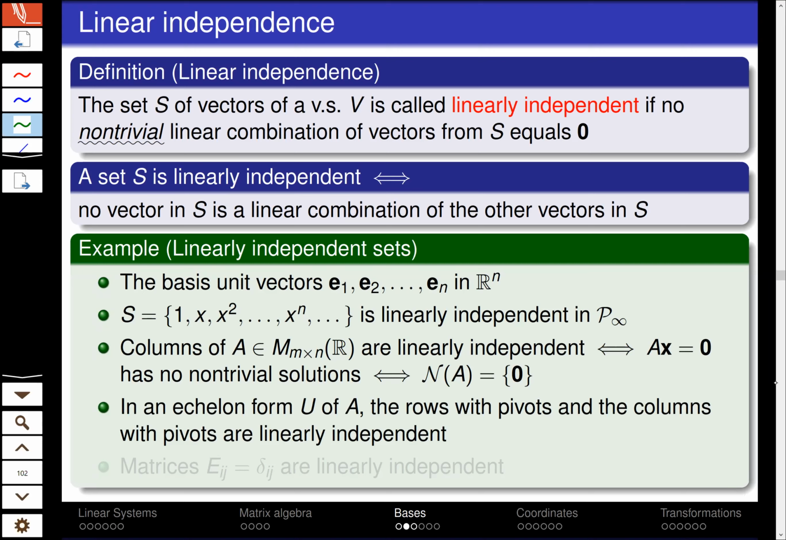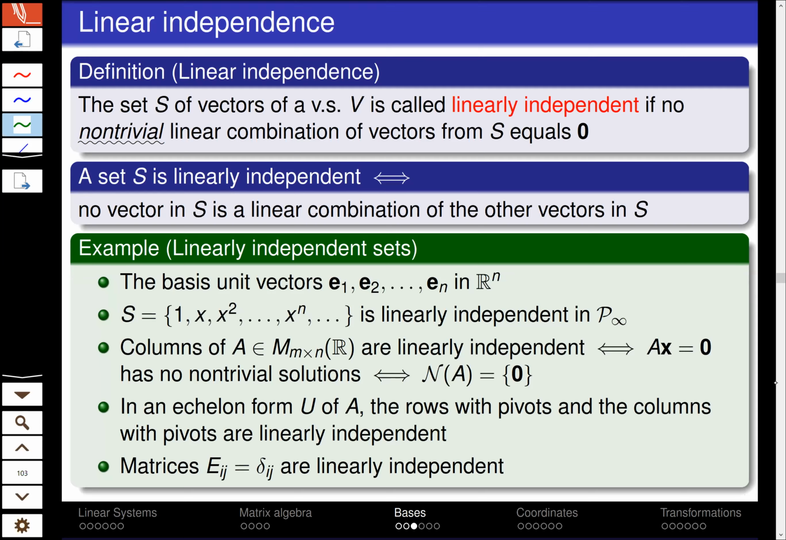If we have a row echelon form of A, then rows with pivots and columns with pivots are linearly independent. If we consider the set of m by n matrices, then it is a linear space by itself, and there are lots of linearly independent subsets. For instance, we can consider these unit matrices, basic matrices, which are 0 everywhere but at one particular place, for particular i and j, where we have 1. So we have n times m such matrices, and they form a linearly independent set.